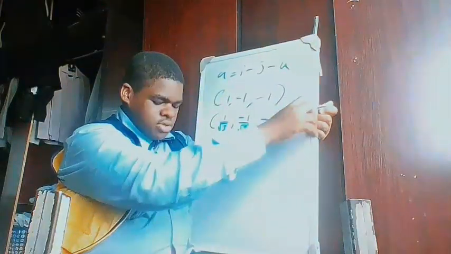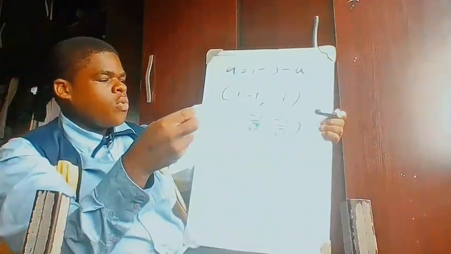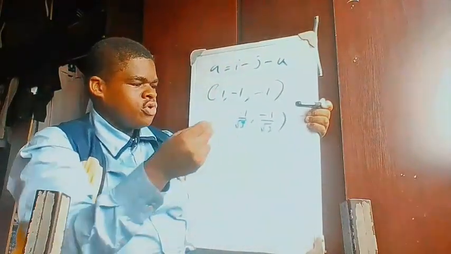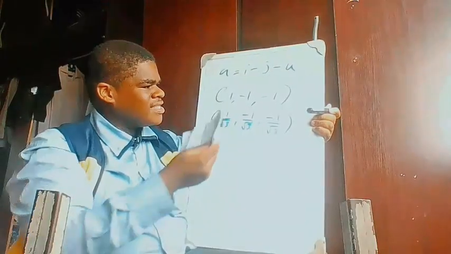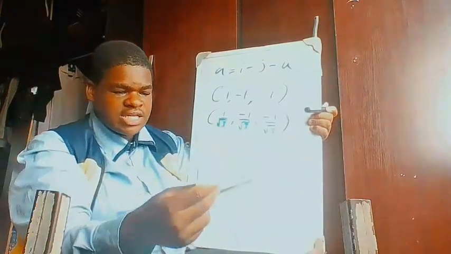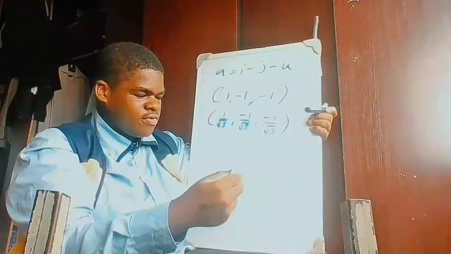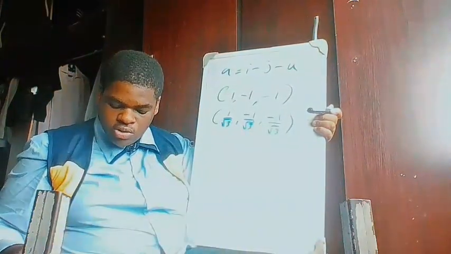Let's check our options. Option 1 says 1 comma 1 comma 1. That is wrong. It's not the correct direction ratio. Option 2 has 1 comma minus 1 comma minus 1. That is the correct direction ratio. Now let's check the direction cosine. You have 1 over root 3 comma minus 1 over root 3 comma minus 1 over root 3. That's correct. So our correct answer is option B.